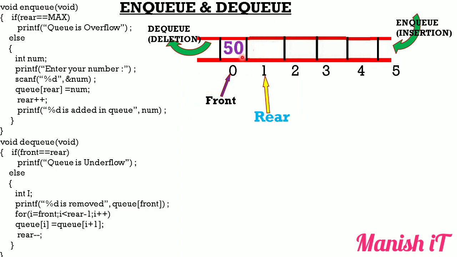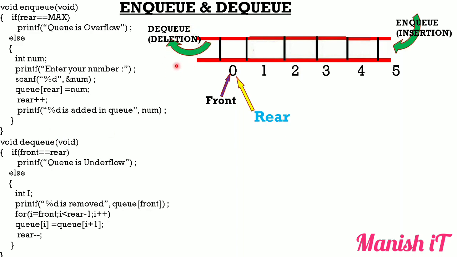Whenever the dequeue function is called, the condition is checked. If the condition fails, then the else part is executed, 50 is removed, and rear is simply decremented by 1. So see, rear is once again pointing to front. Once again the user calls the dequeue function.